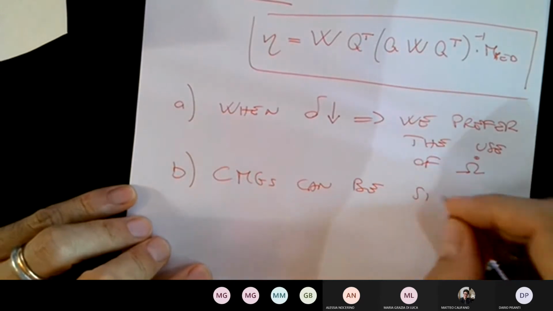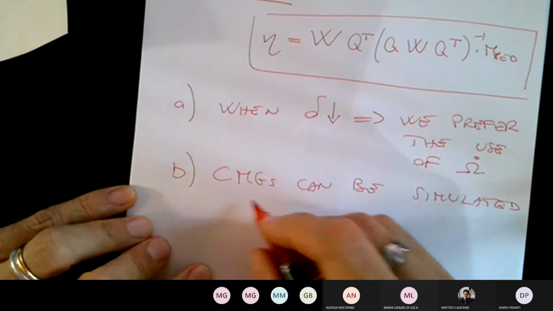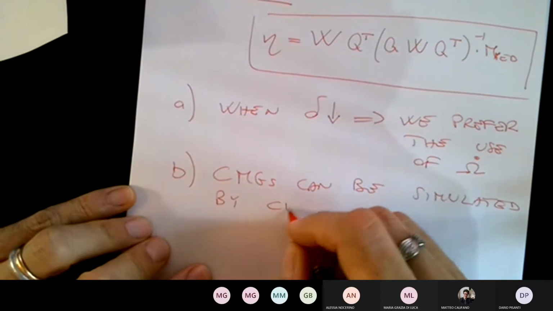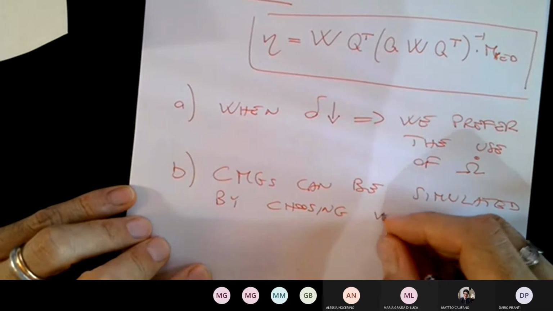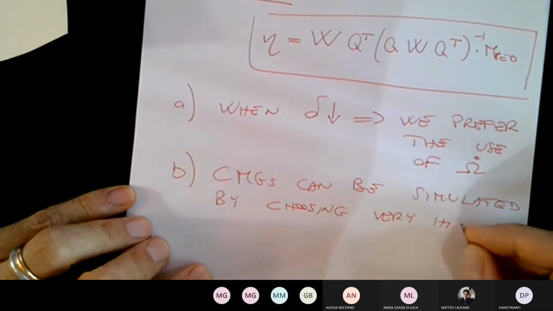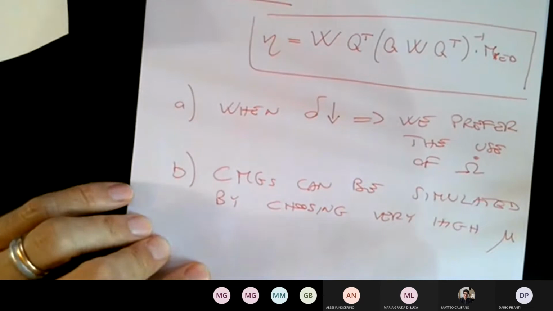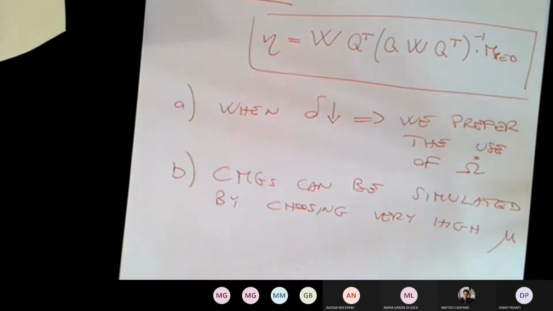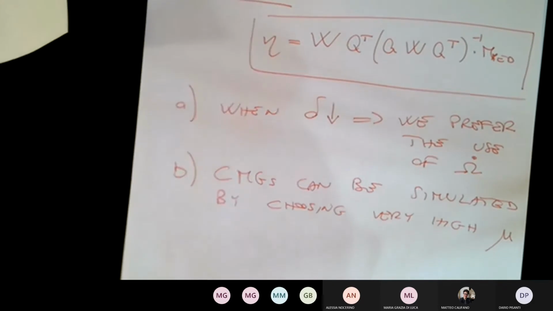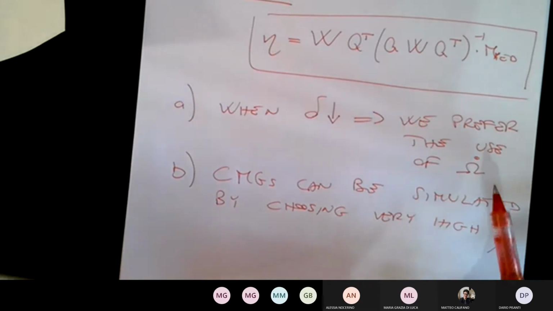Can be represented or simulated. How? Well, you choose very high mu values in the weights. What that means is you try to avoid using the capital omega dots, because those are the CMGs.